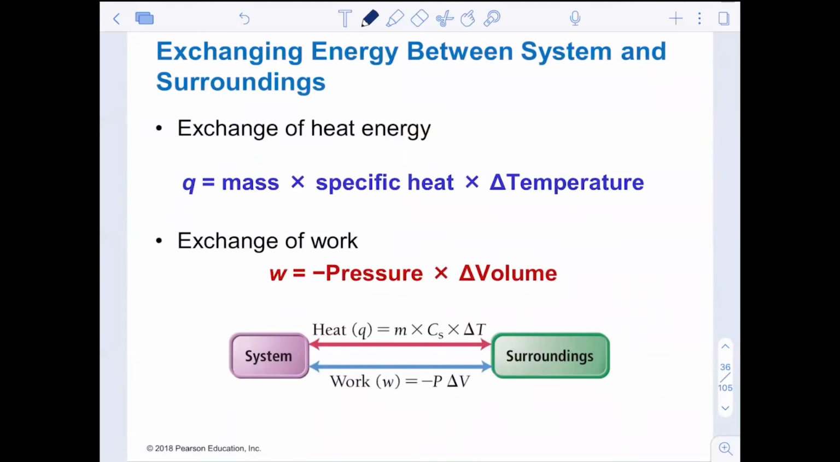So the exchange of energy, we saw this slide already. I just brought it back up again to include the idea of now quantifying heat and work. The exchange between a system and its surroundings can either be the exchange of heat energy, Q, or the exchange of work, W. All right, so they can include one or the other or both.